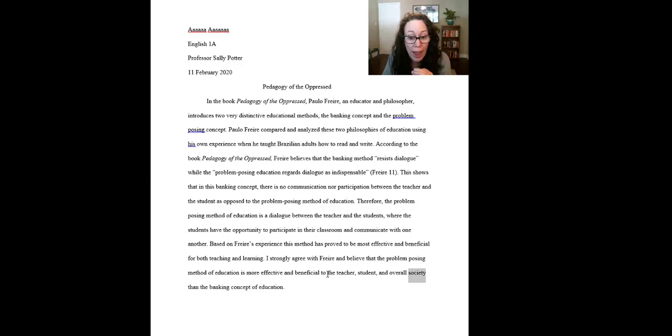She might have separate paragraphs about all of these three, or she might just, in her paragraph about, for example, the banking method, address all these and say why they're not good. And then in her problem posing paragraph, she would mention all of these and tell us why these are more beneficial. Okay, I hope that helps you understand this introductory paragraph.